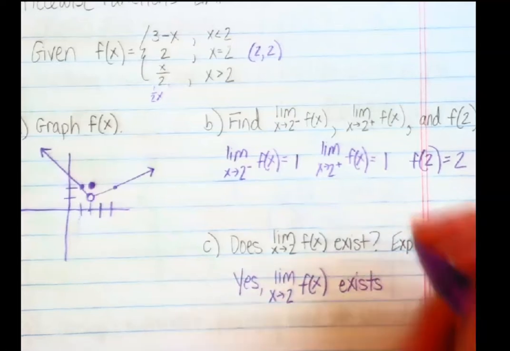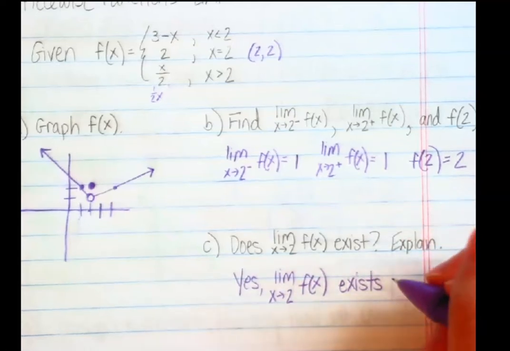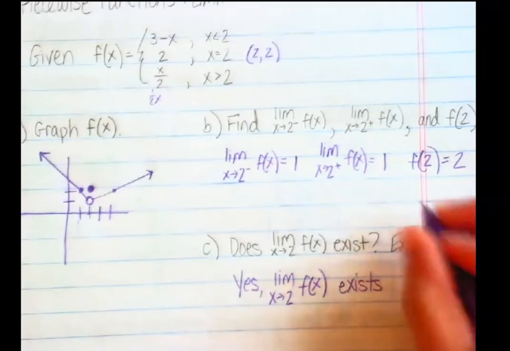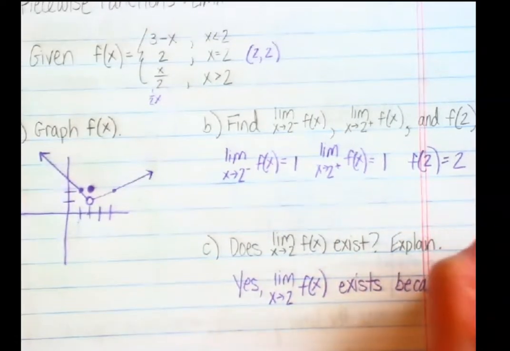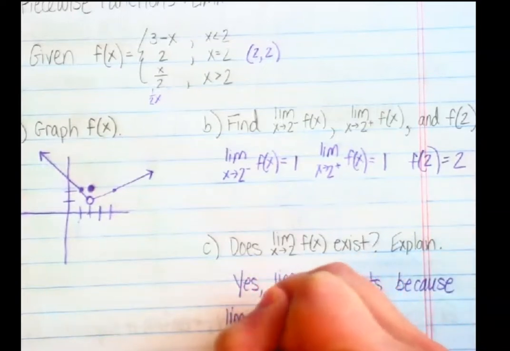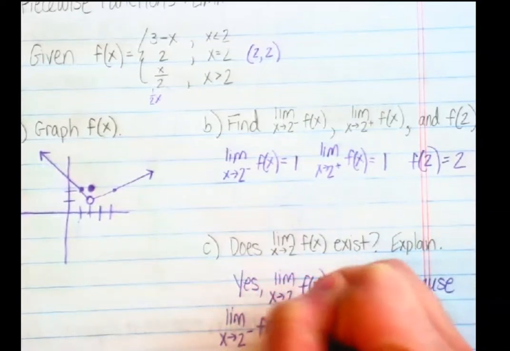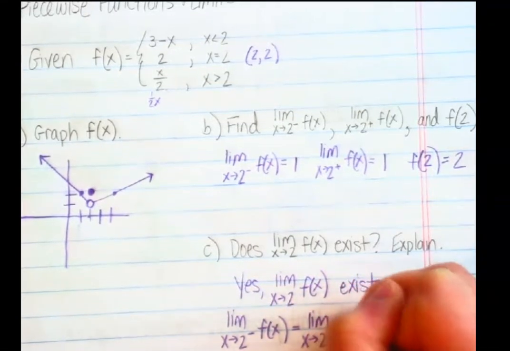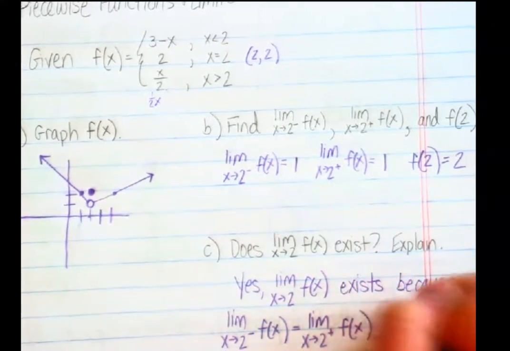And the best explanation would be exactly what I said, the fact that the limit from the left side is equal to the limit from the right side. So yes, the limit as x approaches 2 of f of x exists because the limit as x approaches 2 from the left equals the limit as x approaches 2 from the right of f of x.